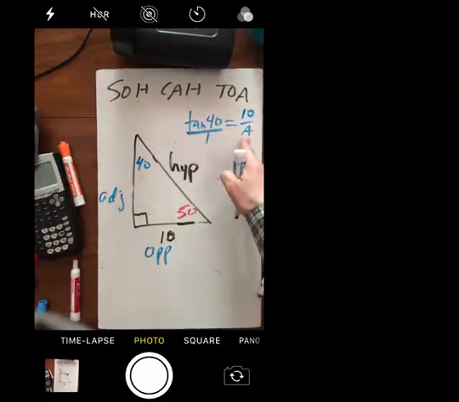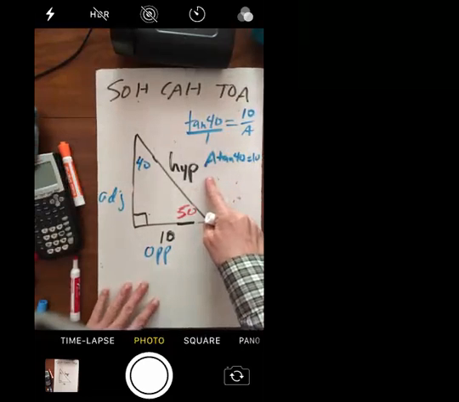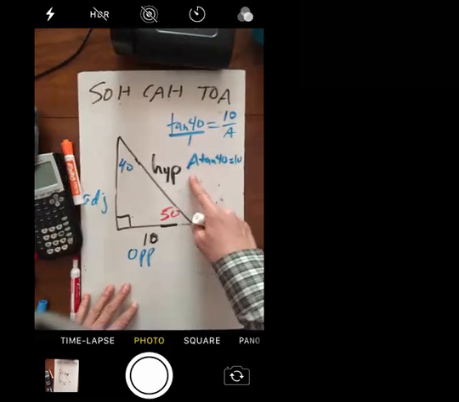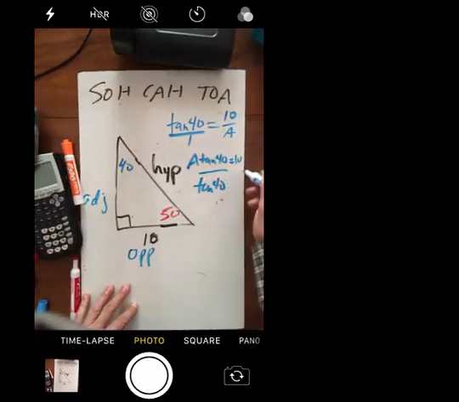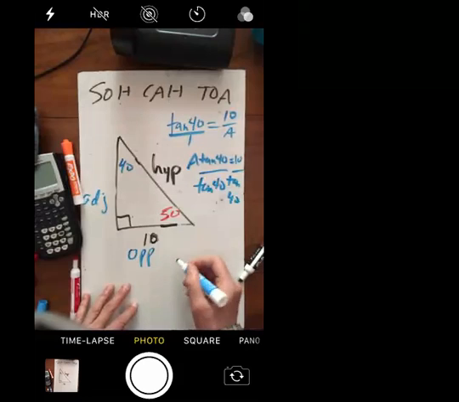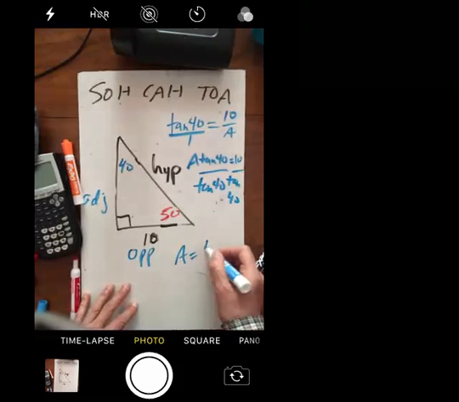So here, because what I'm trying to find is in the denominator, I'll cross multiply. So a times the tangent of 40 equals 10 times 1 is 10. Now to isolate the adjacent side, I'm going to divide both sides by the tangent of 40. So sorry that that's a mess. This is 10 divided by the tangent of 40. So a equals 10 over tangent 40.